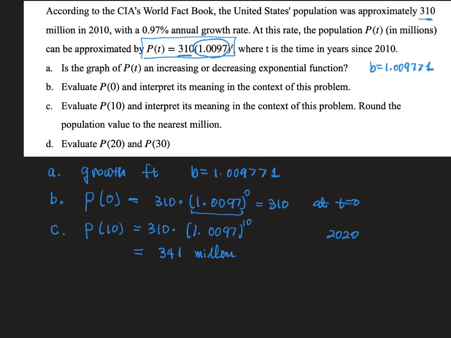The last one, you're going to try to do it too, guys, okay? P of 20, let's do 20: 310 times 1.0097 to the 20th. The population is going to be 376 million. What do you mean by that? After 20 years from 2010, the population is going to be 376 million. That's 2030. So in 2030, the population is going to be 376 million.